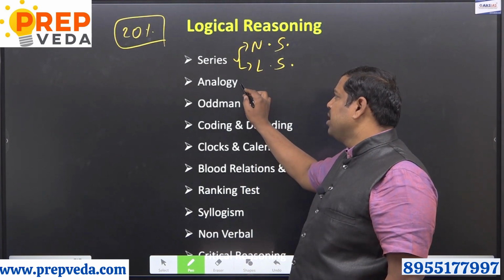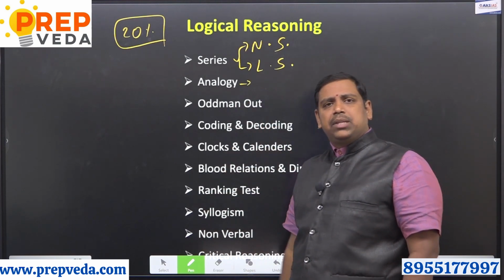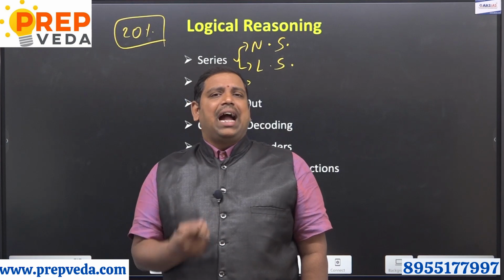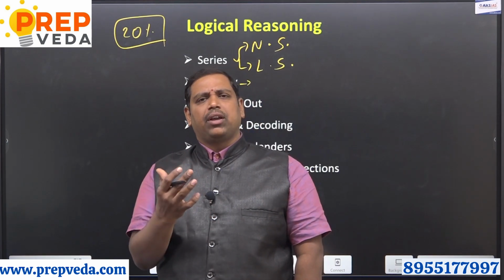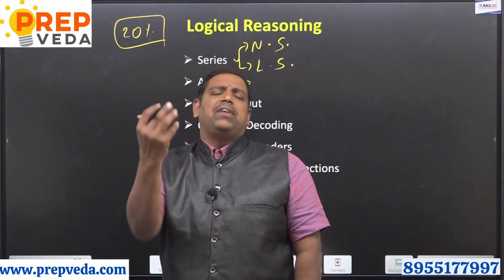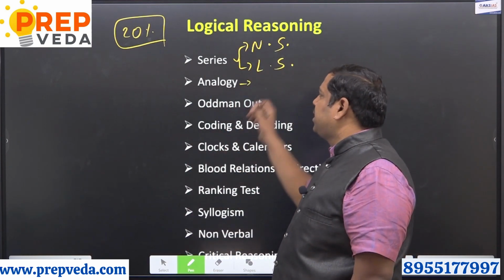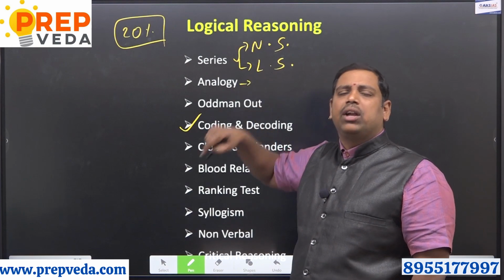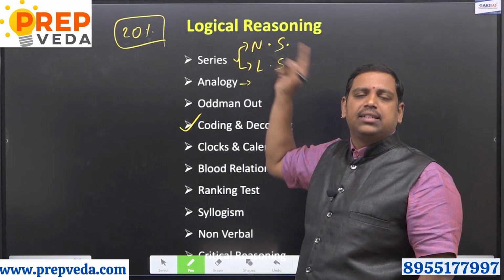Next one, analogy. In analogy, we have three types: letter analogy, word analogy, and number analogy. A beautiful topic. The beauty of letter analogy is that if you are perfect in letter analogy, coding-decoding is completed, which is the most important one in the entire logical reasoning.